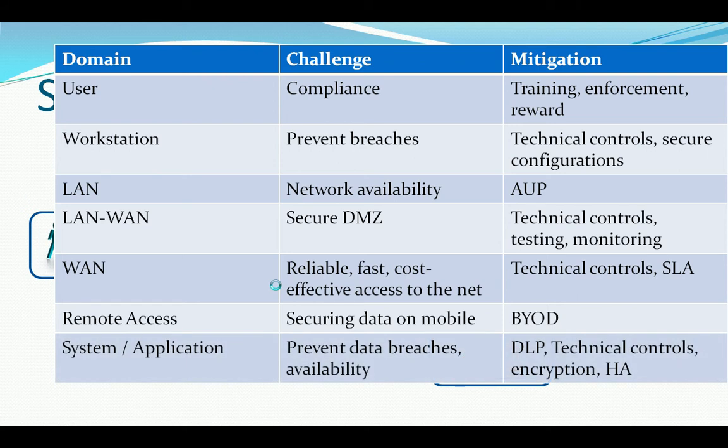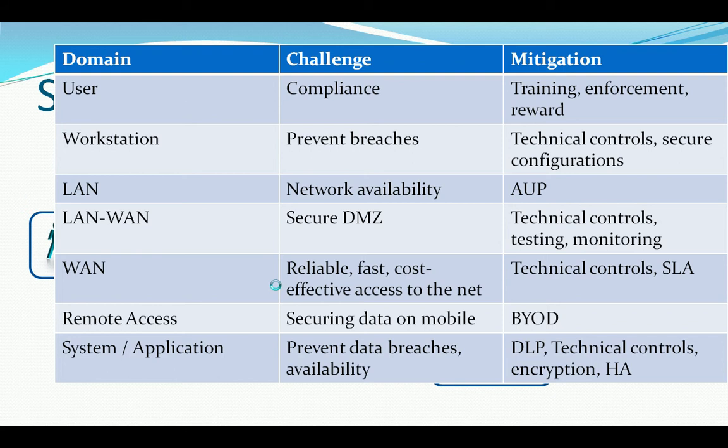And finally, the system and application domain, which is the big one. There's lots of stuff that we have to do in that domain. The challenges are to prevent data breaches into those systems and applications. In many cases, this is where our customer database is. This is where our intellectual property is going to be residing. Pretty much all of the information about our organization, or that our organization needs, is going to be in this domain.